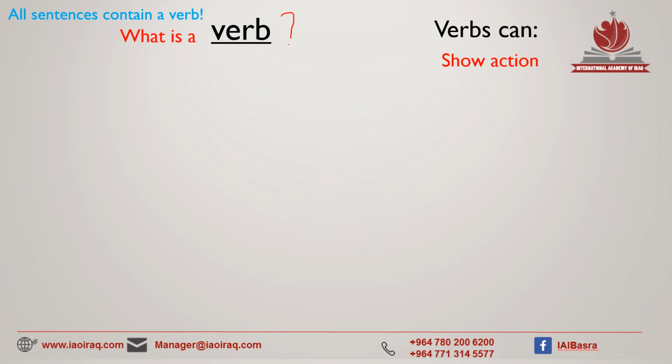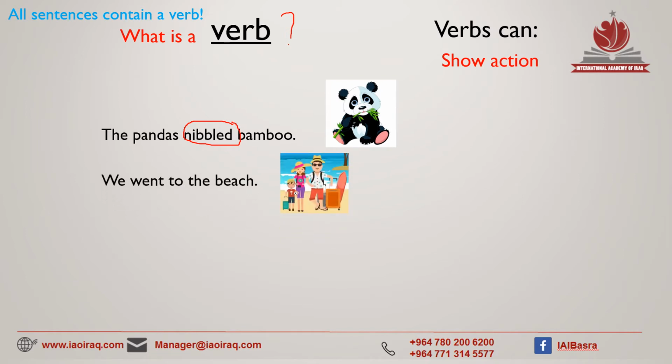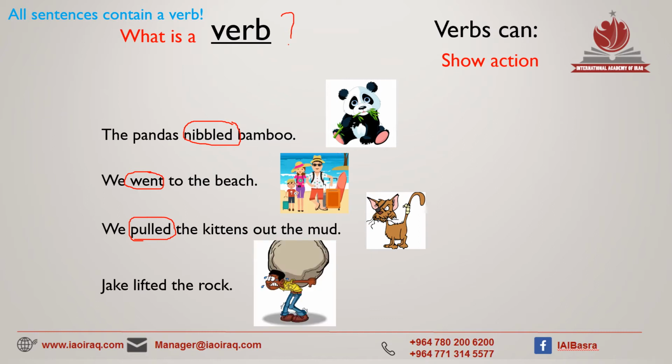Now let's look at some examples. Please try to do them just before I answer. Let's do it together. Okay, so circle the verbs. The pandas nibbled bamboo. So the verb, nibbled. We went to the beach. Now the verb in this sentence is went. We pulled the kittens out the mud. The verb in this sentence is pulled. Jake lifted the rock. Lifted is the verb in this sentence.